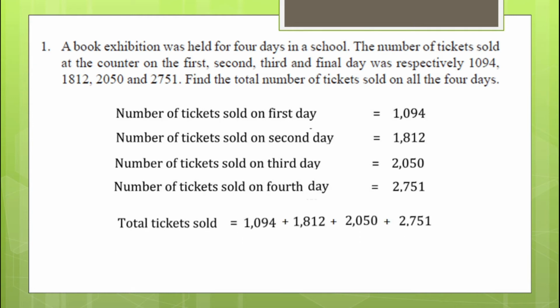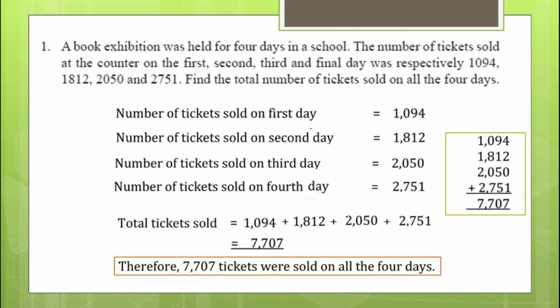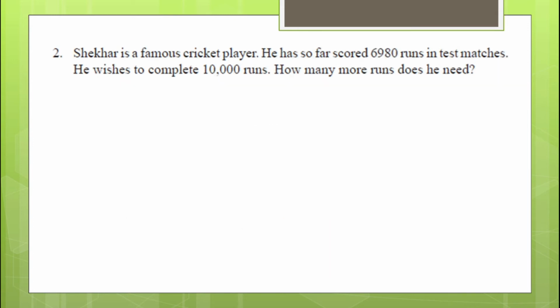So that means what? Add all the numbers of tickets. We write all the numbers and put plus. That means 1094 plus 1812 plus 2050 plus 2751. When we add it, we get 7707. So that means 7707 tickets were sold on all the 4 days. Okay, so this conclusion step is also important.